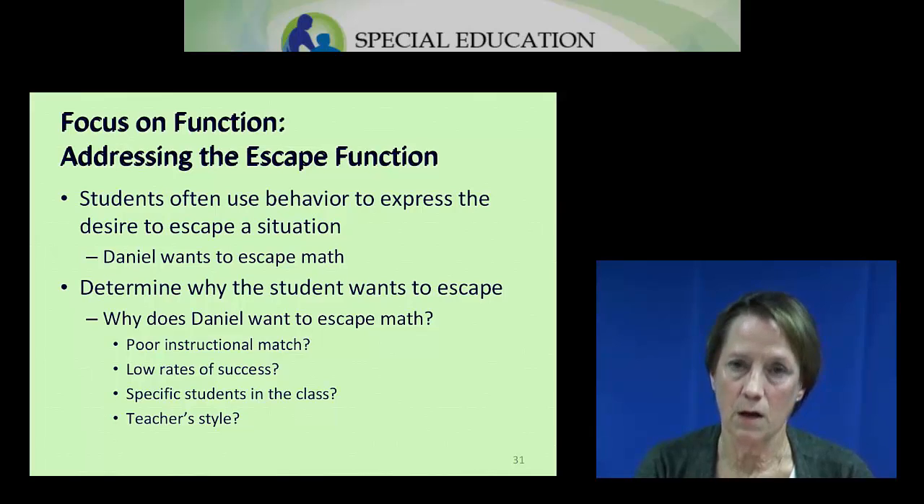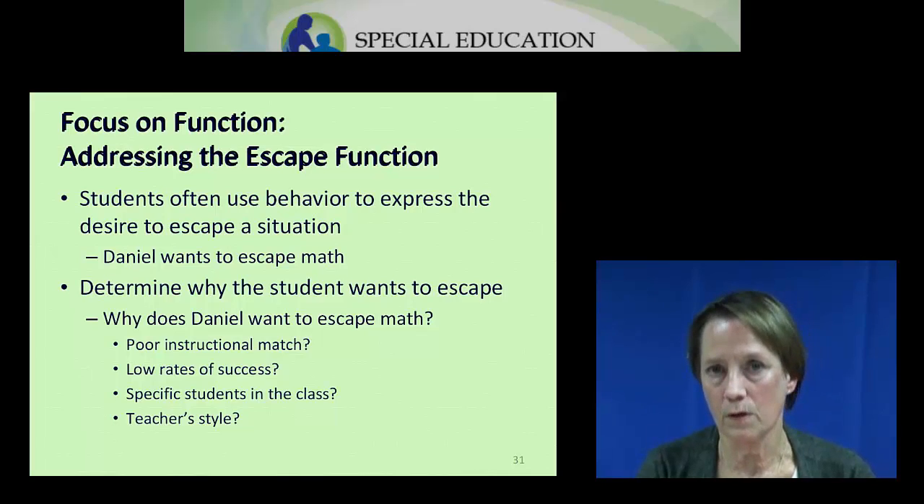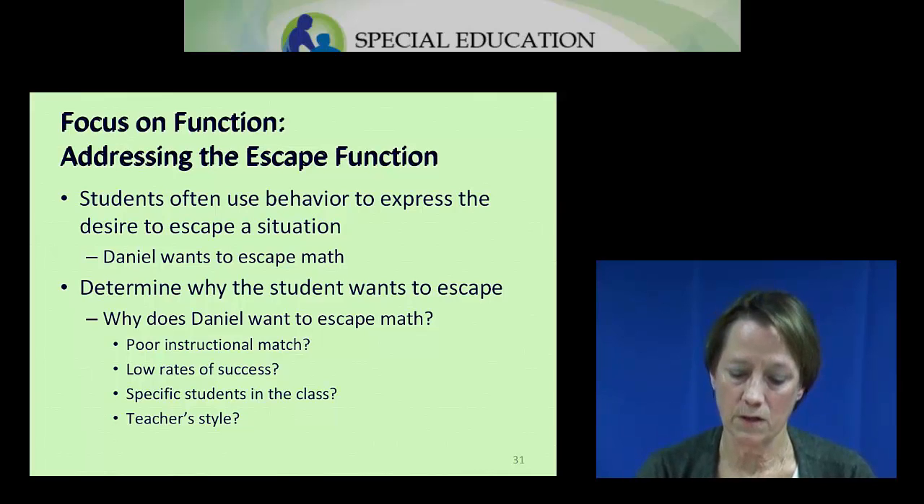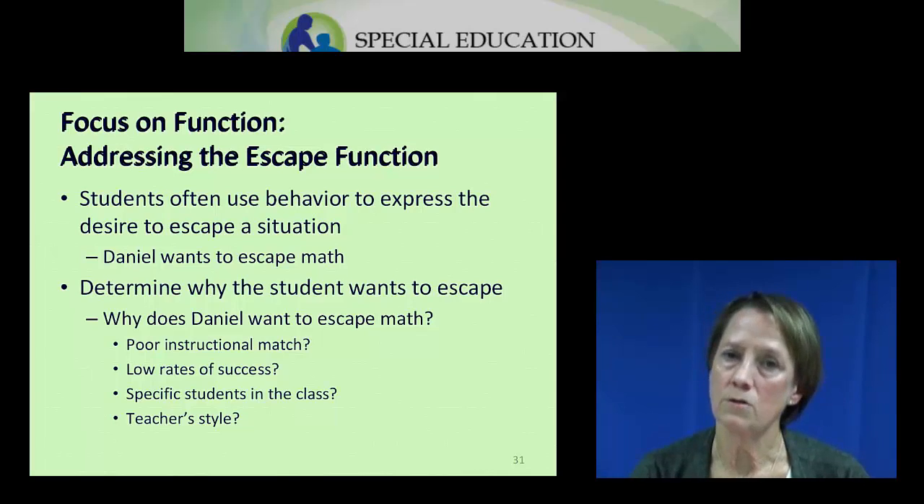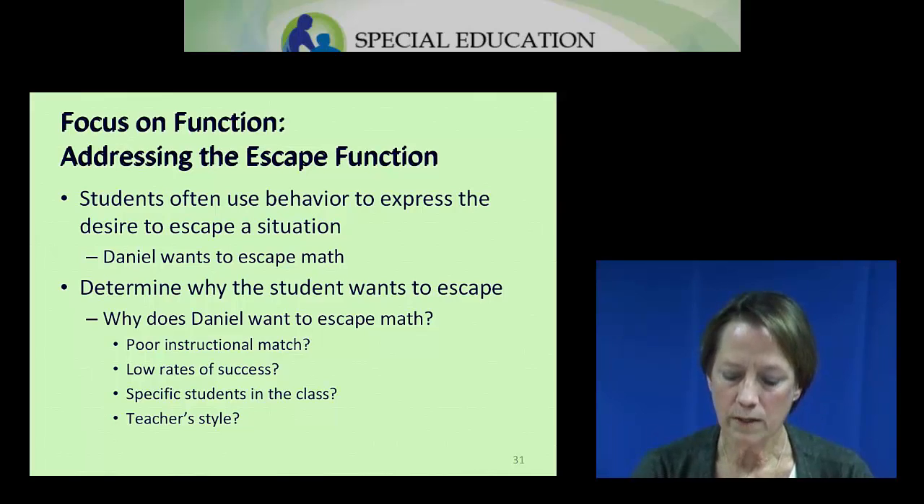So we're going to look at factors like, is there a good instructional match? Is Dan's math work at his appropriate level? Is he having low rates of success, in which case we want to increase his rates of success? Remember, we talked about in an earlier webcast that we want rates of success to be 80 to 90% for students. Are there specific students in the class that are a challenge for Dan? Is it the teacher's style that's a problem for him? So we need to address these factors so that we can then gradually increase the demands in Dan's math class and then let him use his positive communication routine once these other reasons for his desire to escape have been addressed.